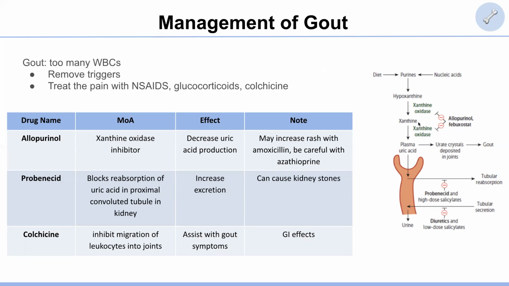Finally, colchicine is a drug that acts on tubulin, which ultimately inhibits migration of white cells into joints and helps with symptoms. I may be butchering these drug names, so I'm sorry about that.